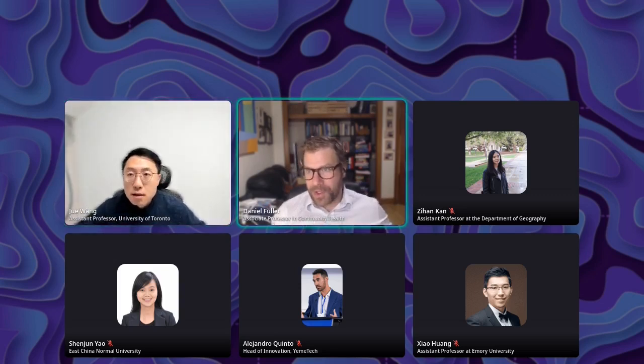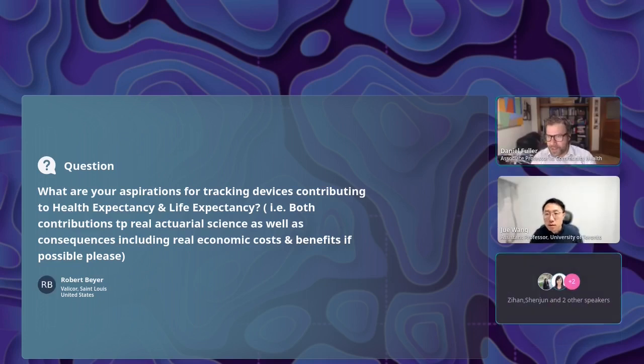Sure. The first one is, what are your aspirations for tracking devices contributing to health expectancy and life expectancy, both contributions to real actuarial science as well as consequences, including real economic cost benefits, if possible, please?